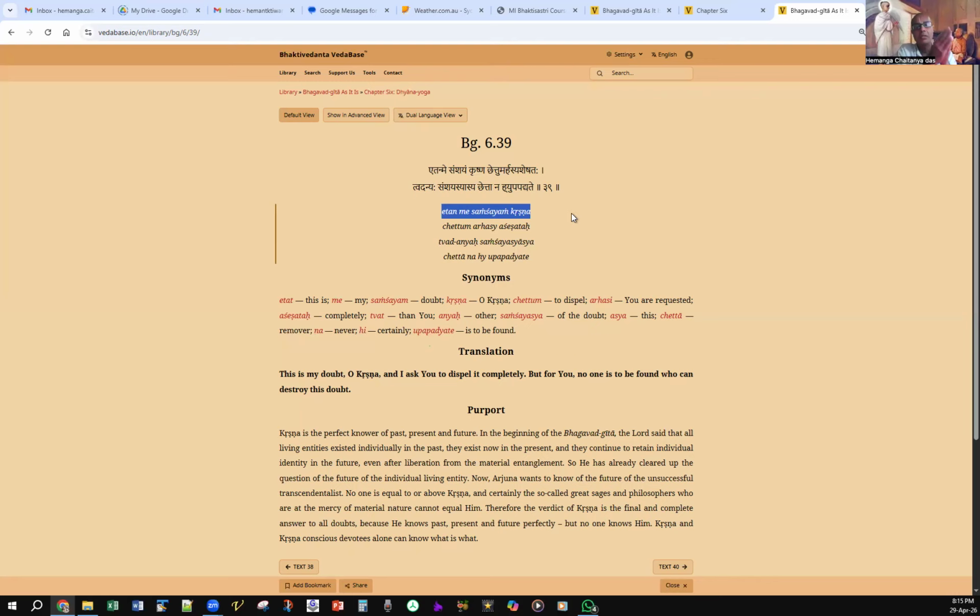So again, a student is telling his teacher, this is my doubt. Very humbly, Arjuna is asking his doubt. So again, we should follow in the footsteps of Arjuna when we are asking questions to our superior in a humble way. You can definitely ask. Chetum means chedana in Hindi. Chedana means destroy. Arhasi refers to I'm requesting you. So I'm not ordering you.